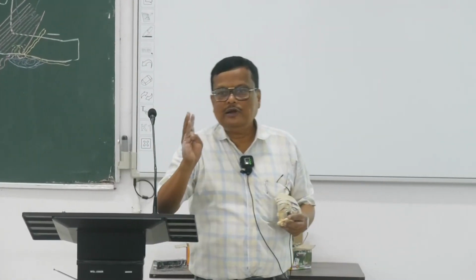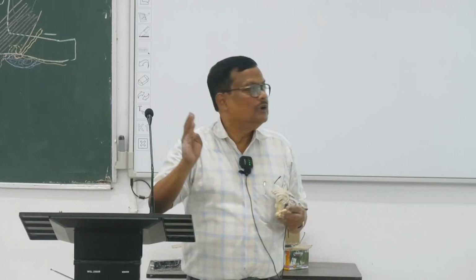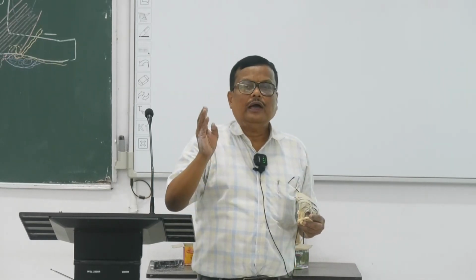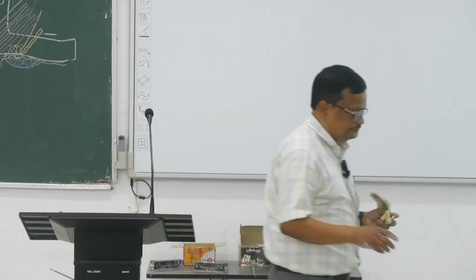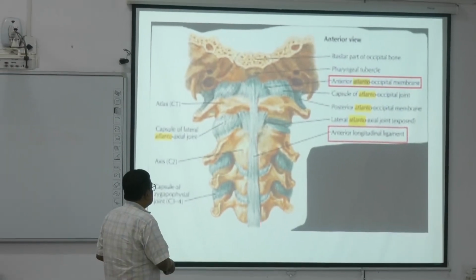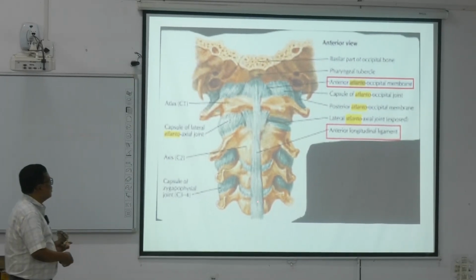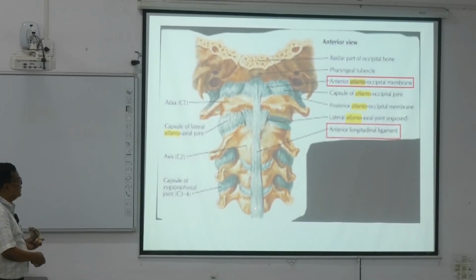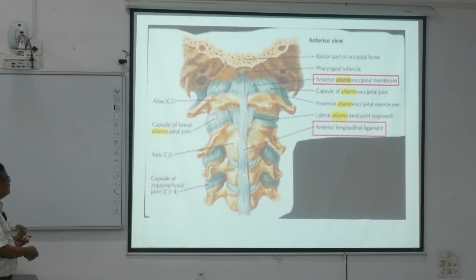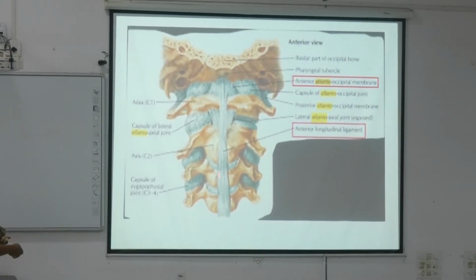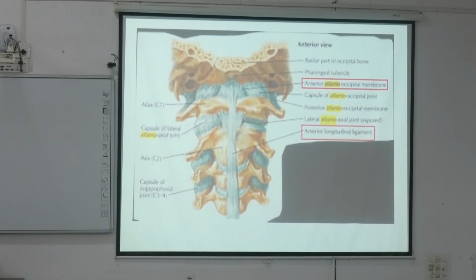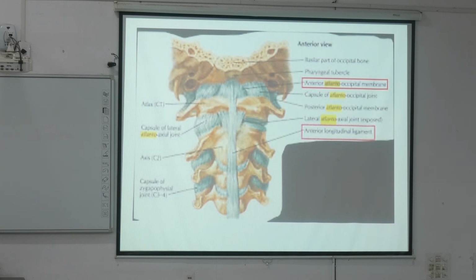So what are they? Capsular ligament, anterior atlanto-occipital membrane and posterior atlanto-occipital membrane. You will often see this, but you can omit it: the anterior longitudinal ligament. On the anterior surface of all the vertebrae, there is a ribbon-like ligament starting from the base of the sacrum up to the occipital bone. This is known as the anterior longitudinal ligament. It has no connection with this joint. I just mentioned it; this ligament has no connection with this joint.